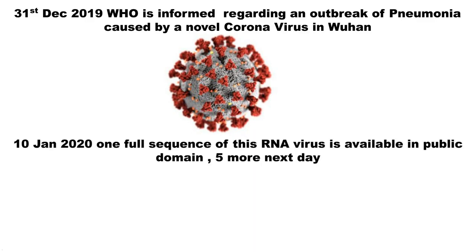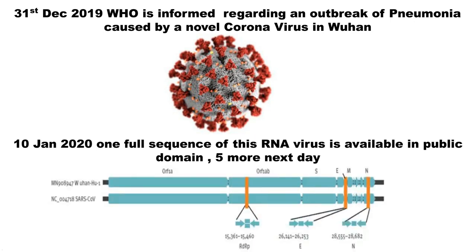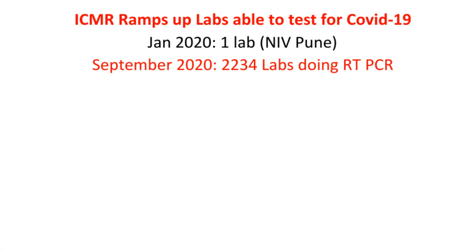It was on 31st December 2019 that WHO was informed regarding an outbreak of pneumonia caused by a novel coronavirus in Wuhan. By 10th January 2020, one full sequence of this RNA virus was available in the public domain. By the next day, 5 more sequences were available, making RT-PCR for this RNA virus easy, and that was one of the first tests to be developed.